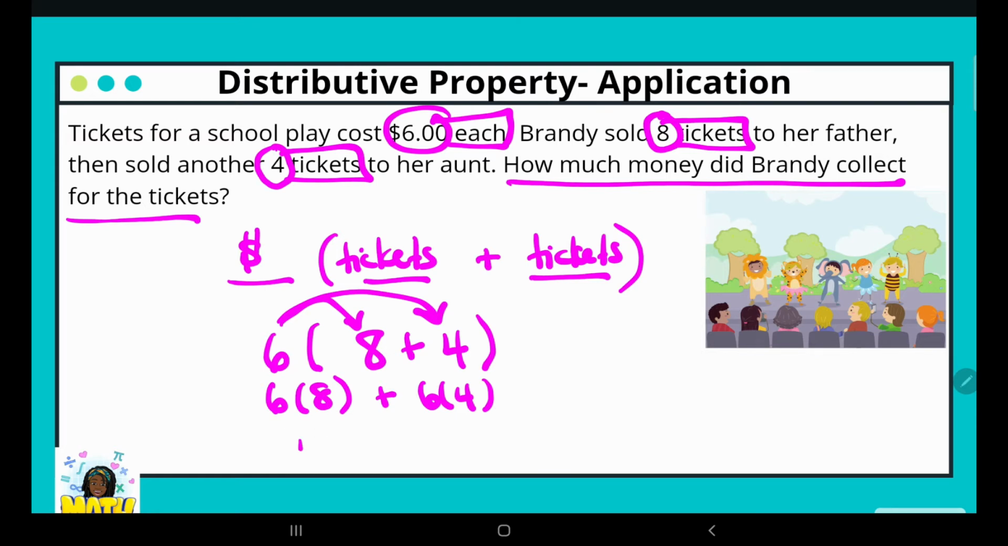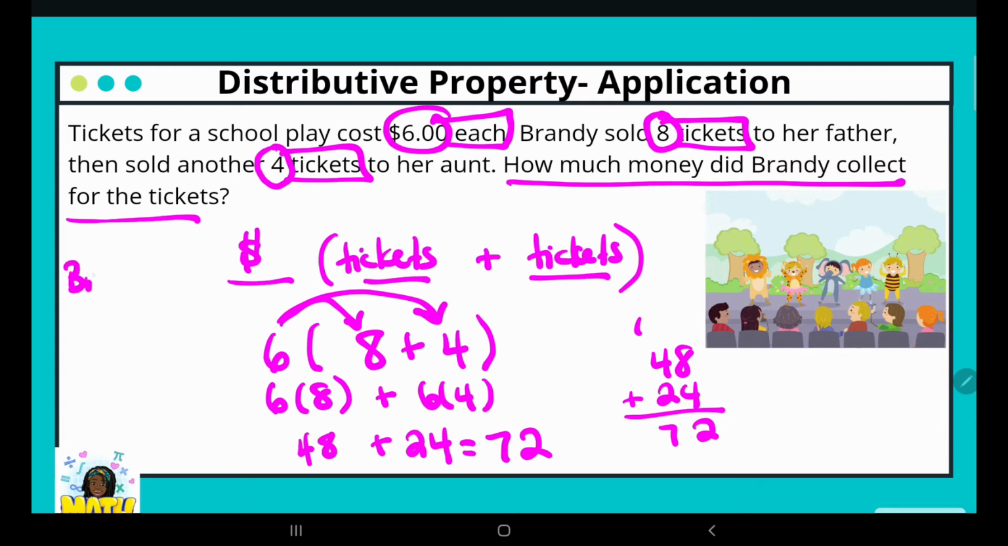6 times 8 is 48. 6 times 4 is 24. Now I'm going to add those 2 numbers together. You can just stack them. 8 plus 4 is 12, so write 2 and carry 1. 4 plus 2 is 6, plus 1 is 7. So the final answer here is that Brandy collected $72. Okay? And that's your final answer for this question.